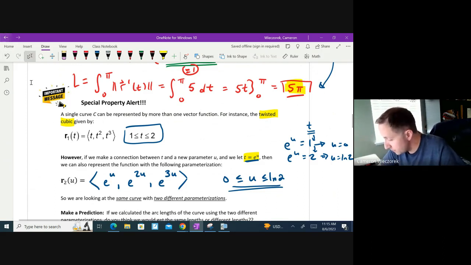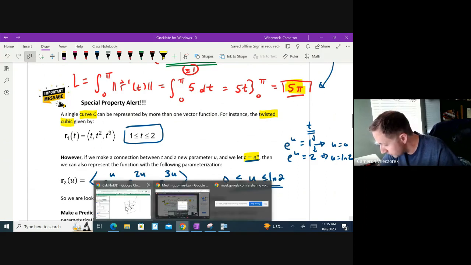They look like different parameterizations. They are, but they define the same curve. And that's the idea: you can have multiple parameterizations defining the same curve. I did a quick sketch of these in CalcPlot 3D.